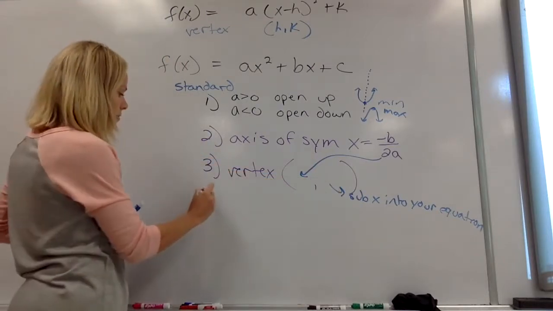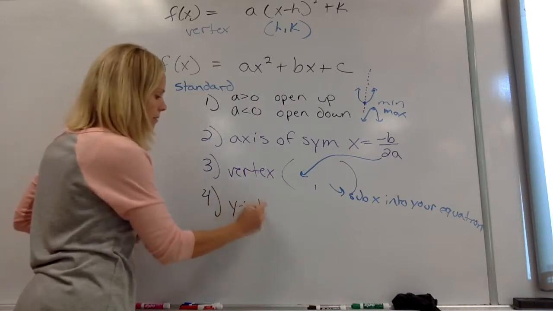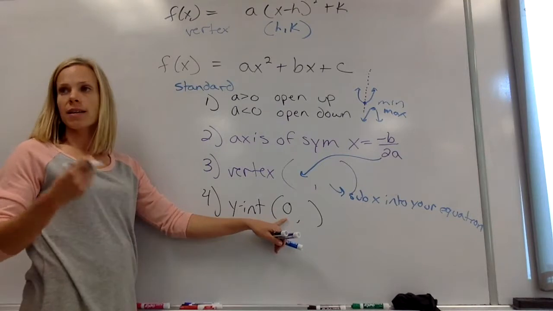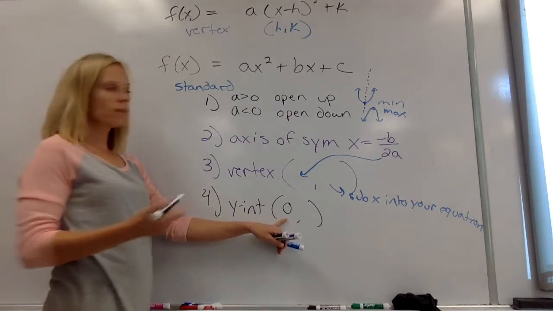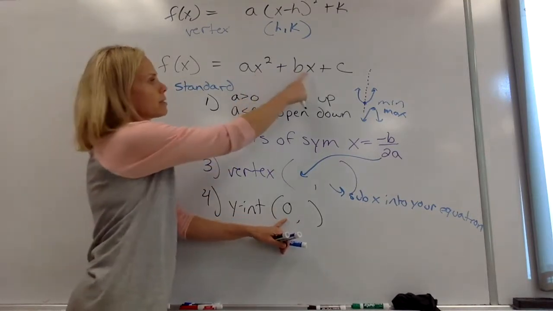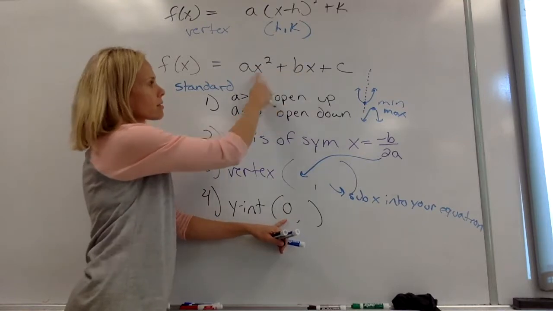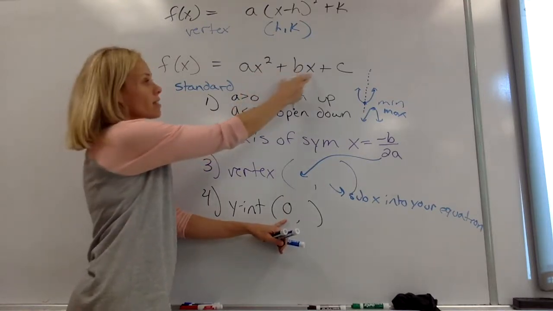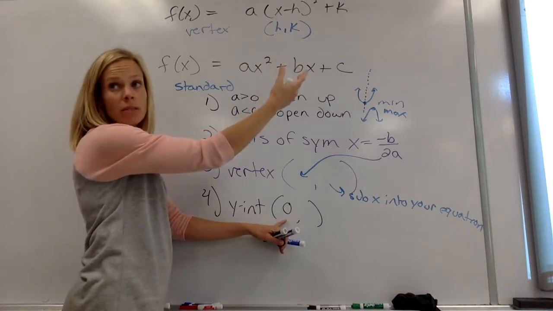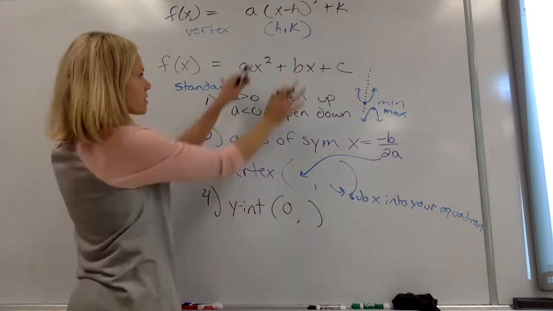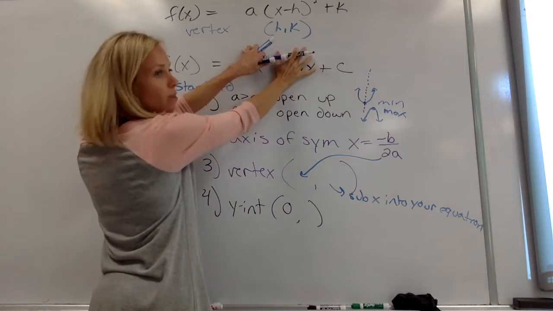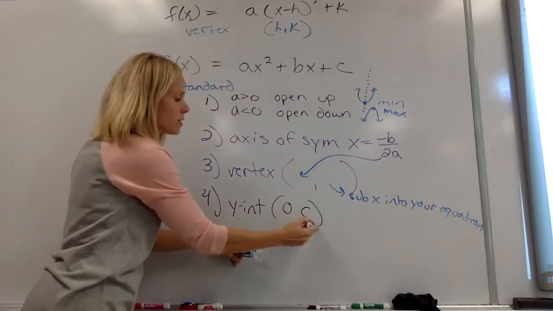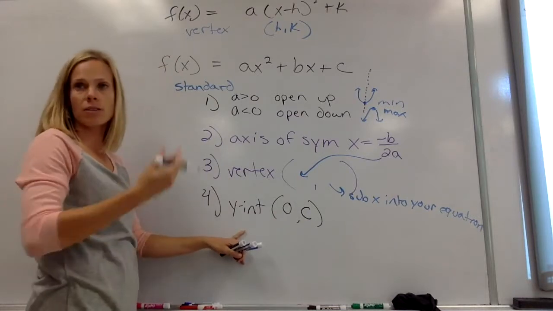And then fourth, you're going to find your y-intercept. The y-intercept, by definition, is when x is 0. So think about it. If x is 0, what happens to these 2 terms up here? They're going to cancel out because anything times 0 is 0. So if x is 0, these 2 terms are gone. What's left? C. So your y-intercept is whatever c is because the x terms go away.